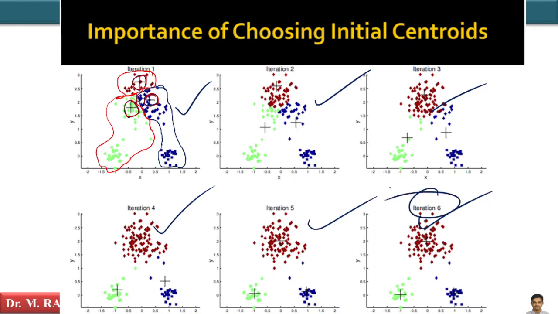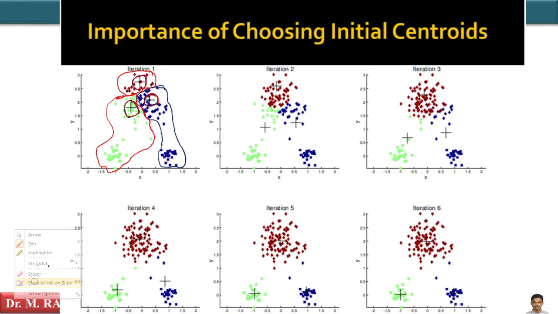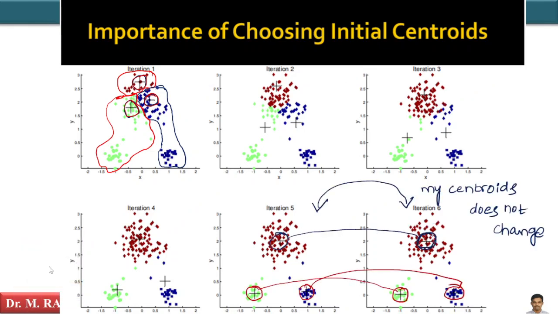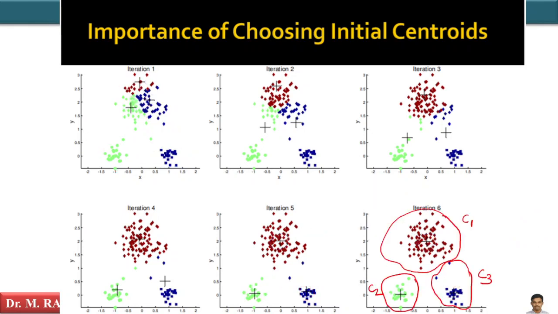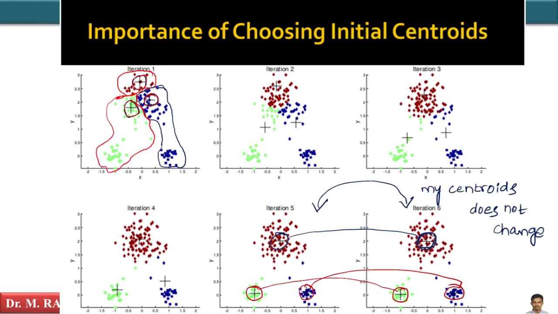At iteration 6, the centroids from iteration 5 have not changed much. If you compare iteration 5 and iteration 6, my centroids have not changed much. Since my centroid locations have not changed, I terminate my loop here.